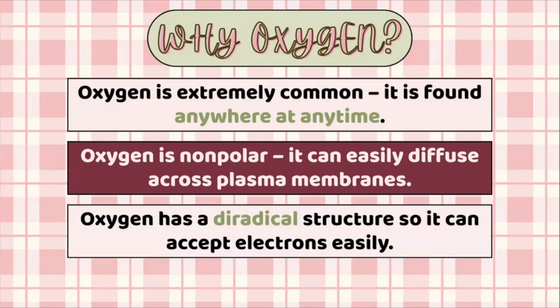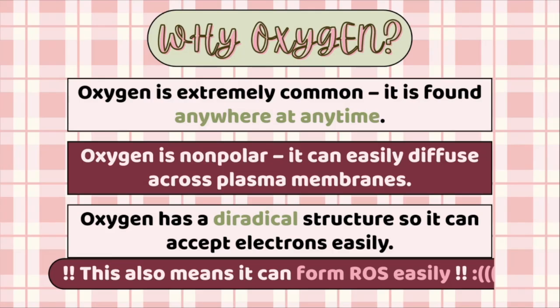Another benefit is that because of its structure, like you said, it has a higher reduction potential. That means it can accept electrons more easily because of its structure. But the disadvantage of this specific last point is that it can also form reactive oxygen species very easily. So do you guys get this point? Or would you like me to repeat?